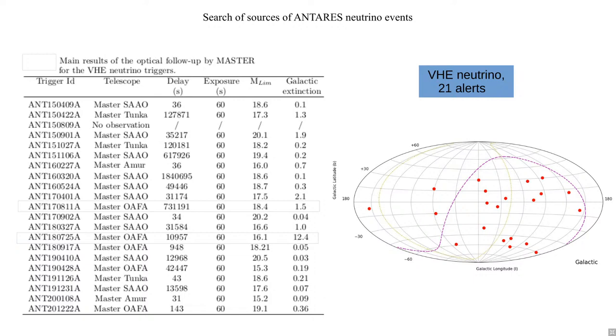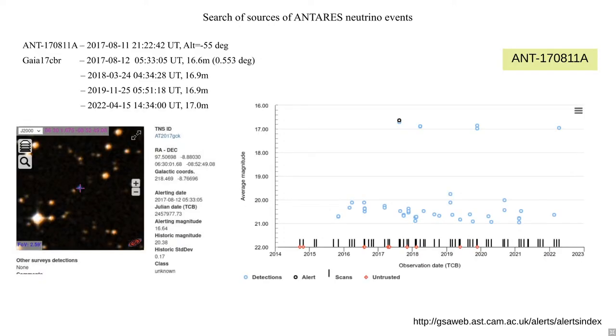The graph on the right is a sky map of the arrival of these neutrinos. The most interesting cases are marked in the box, namely, according to Gaia, the object Gaia 17CBA brightens by 4 magnitudes to 16 magnitudes in 7 hours after the trigger at a distance f of 0.55 degrees from the center of the most likely direction of the alert. These objects experienced a short-term increase in brightness at a later time as well.